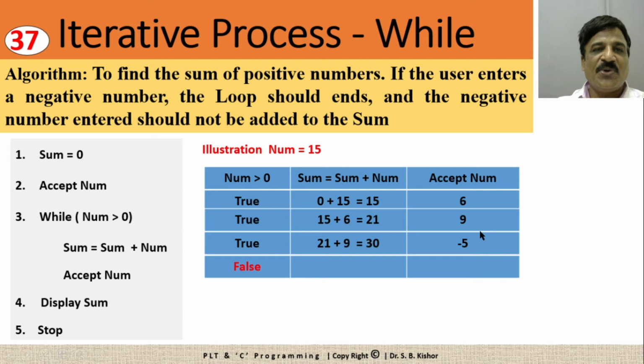So exactly we don't know when someone is going to enter a negative number, and hence such kind of problems are not possible by means of what? A for loop. Okay, because remember, if you want to use a for loop, there should be 3 things: the initialization, condition and step values. If you don't have them, go with the while loop.